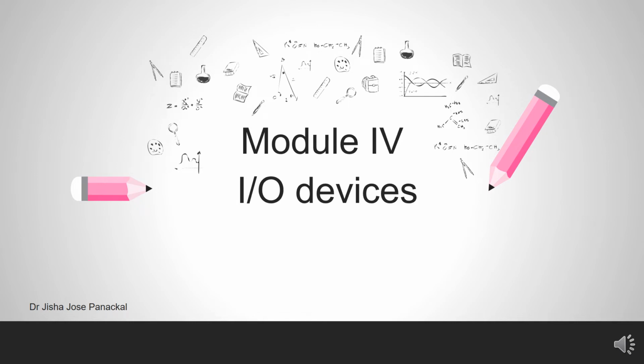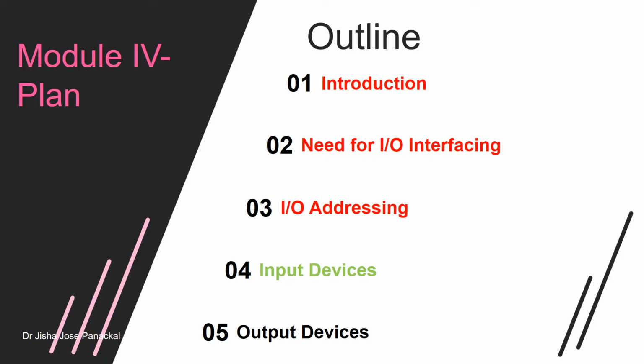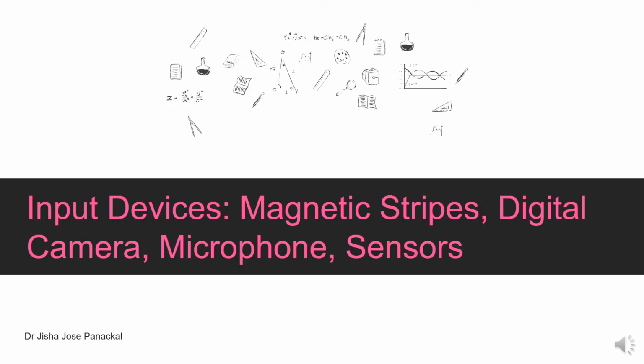Hello everyone, let's continue IO devices. Today we will learn about magnetic stripes, digital camera, microphone and sensors.